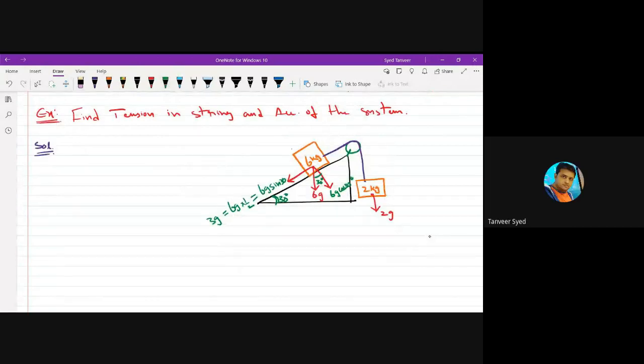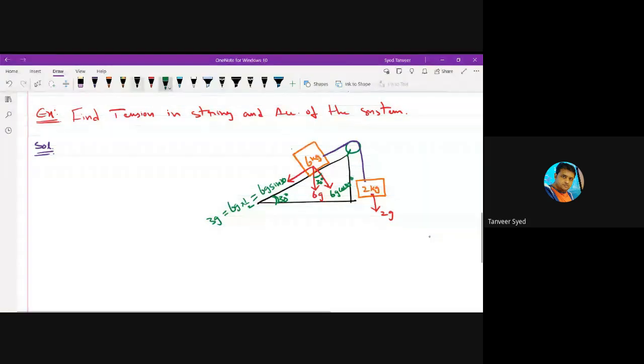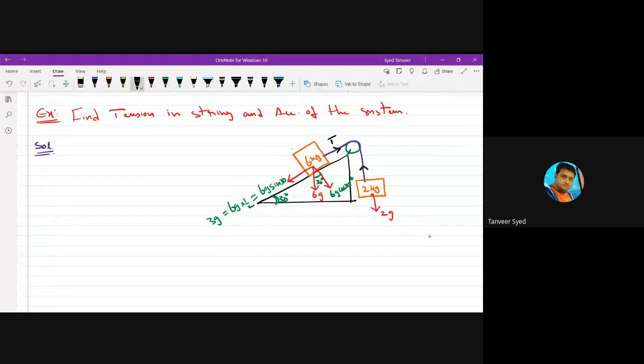So 6g sin 30 acting down the incline, which is 6g into 1 by 2, which is 3g. 3g is acting down the incline. And tension in the string is trying to pull the block up the incline. 3g is trying to pull the block down the incline. And here, same tension, 2g down.